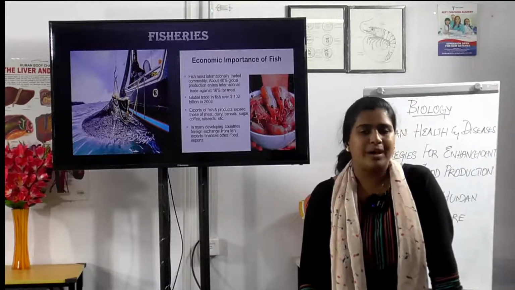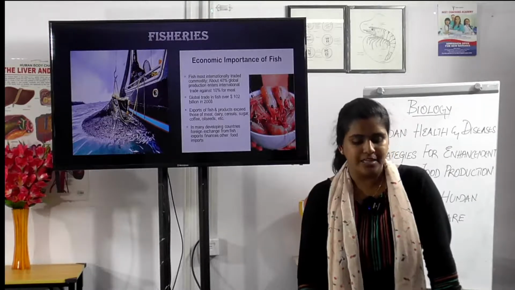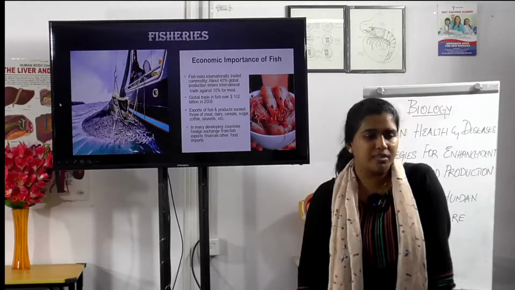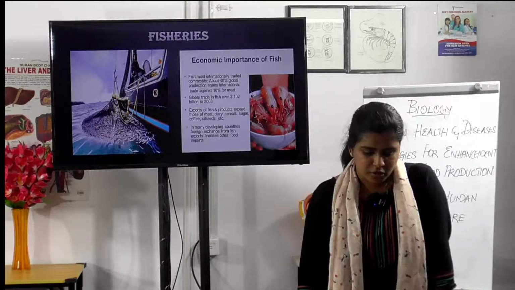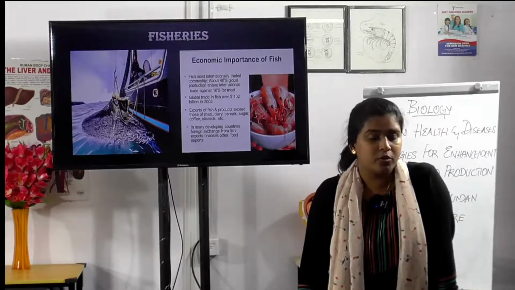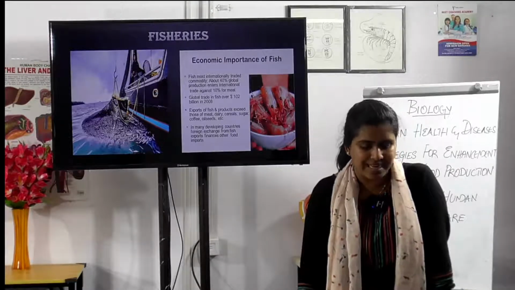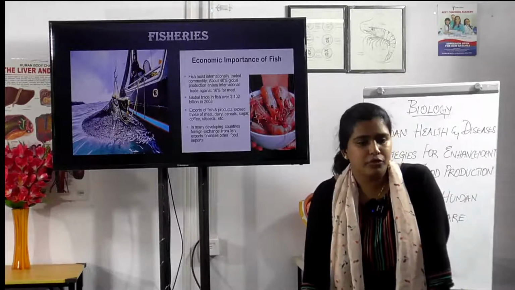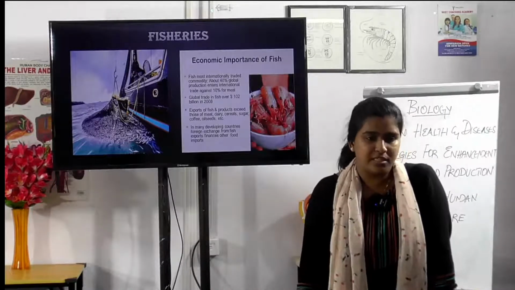And it also provides income and employment to millions of fishermen and farmers who are especially located in the coastal areas. And fishes also are used as food, a good source of vitamins and proteins, and rich in iodine. And fish liver oil is a natural source of vitamin A, which can be used in medicines also.